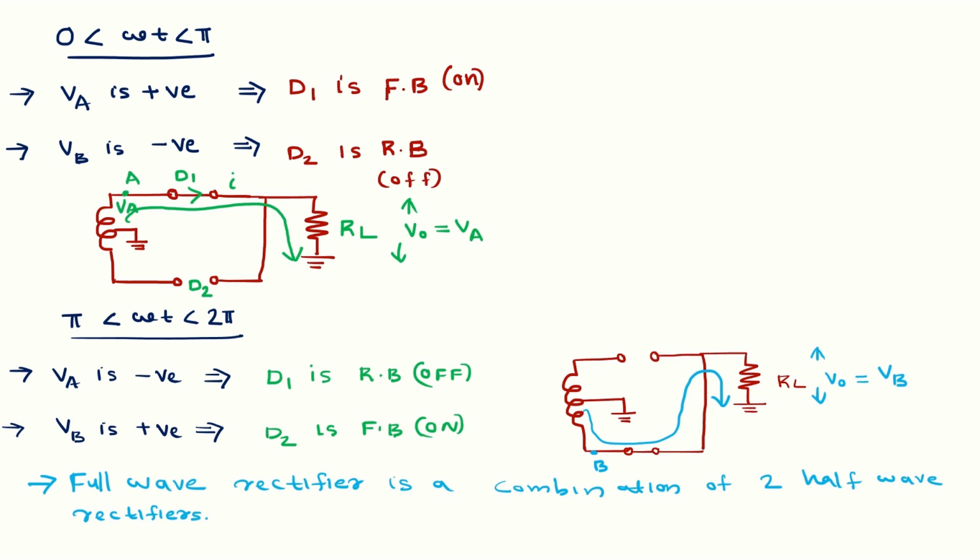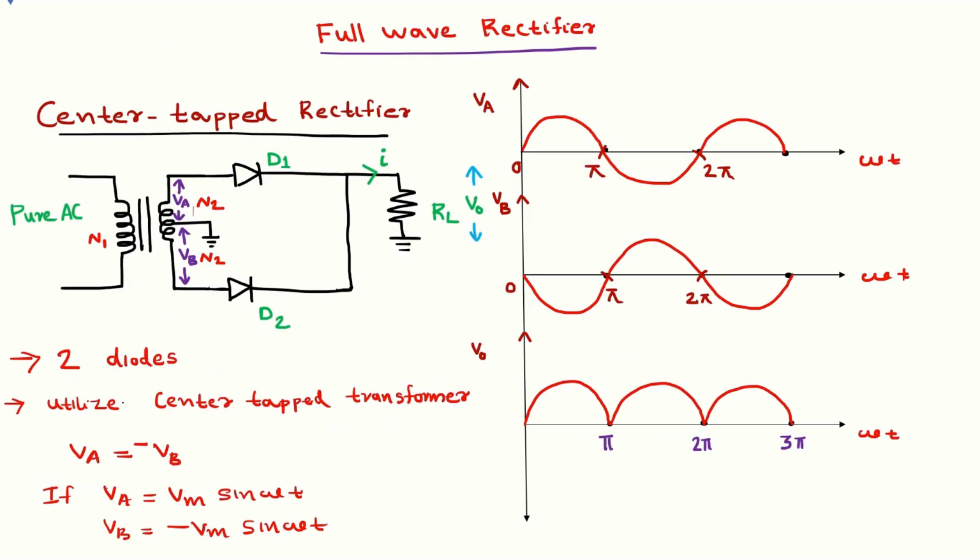Okay, so this is the operation of the center tapped full wave rectifier. So I will summarize the operation. The center tapped rectifier consists of two diodes, and why is it said to be center tapped? It has a center tapped transformer. In a center tap transformer, the secondary winding is divided into two halves and the midpoint of the secondary winding is grounded. So the voltage at each half of the secondary winding is equal but in opposite polarity.